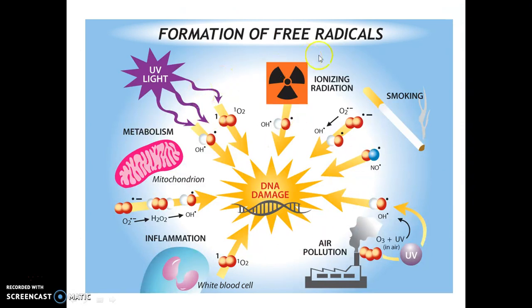This shows the formation of free radicals by different ways, like UV light, ionizing radiation, smoking, inflammatory mediators, and air pollutants. All these will lead to the formation of free radicals. And what are free radicals? As you all know, free radicals are reactive oxygen species and they are highly reactive. Ultimately, they will cause DNA damage in a variety of ways.